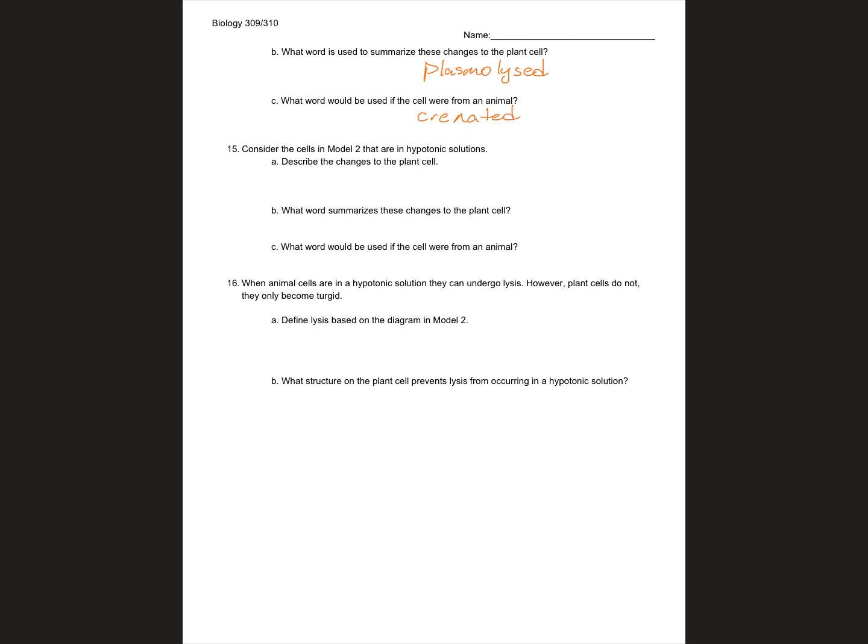Okay. Consider the cells in Model 2 that are in hypotonic solution. Describe the change in the plant cell. Increased central vacuole size as it fills with water, increasing pressure on the cell wall. What word summarizes these changes in the cell wall and the cell? Turgid. What word would be used for the animal cell? It's lysed.